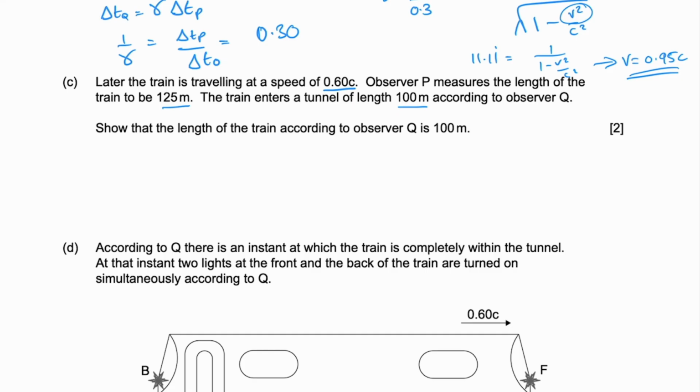So we're looking at length contraction. Our length contraction equation is L equals L naught over the Lorentz factor. In this case, the Lorentz factor will have changed because the speed has changed. So let's work that out, which gives us a value of, oh, we've done this before, it's 1.25. So L equals 125 divided by 1.25, which gives us 100 metres.